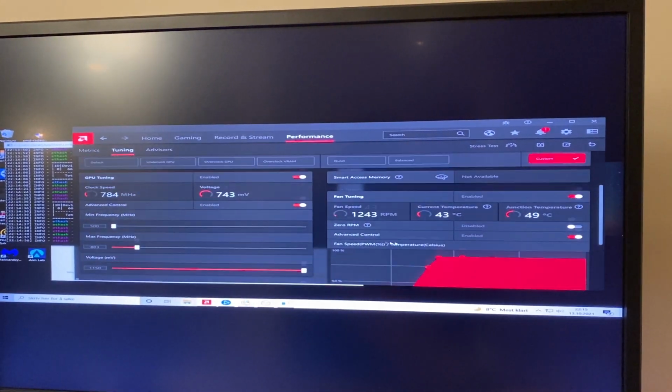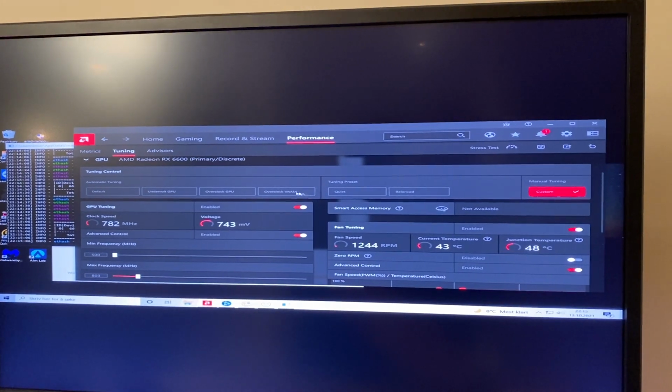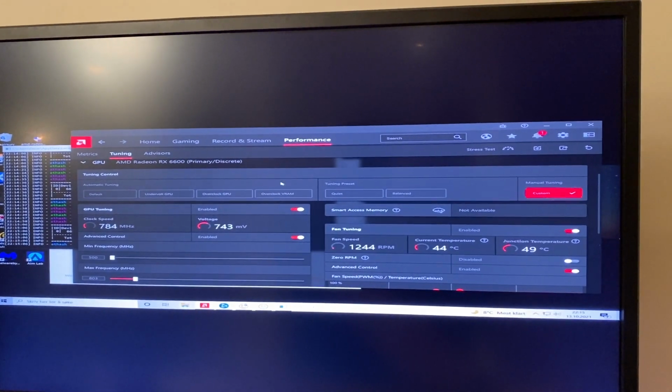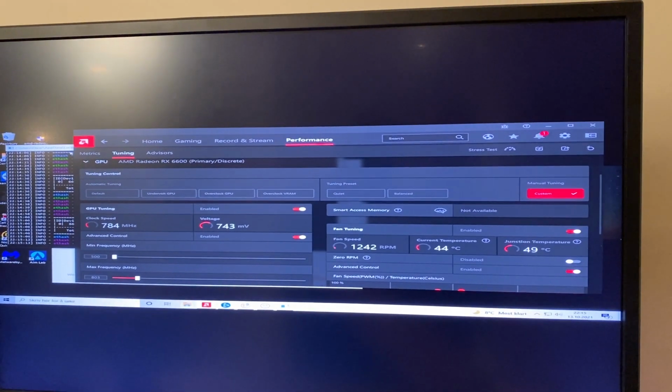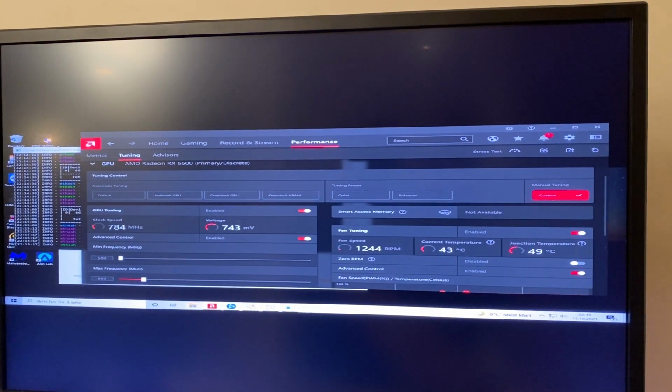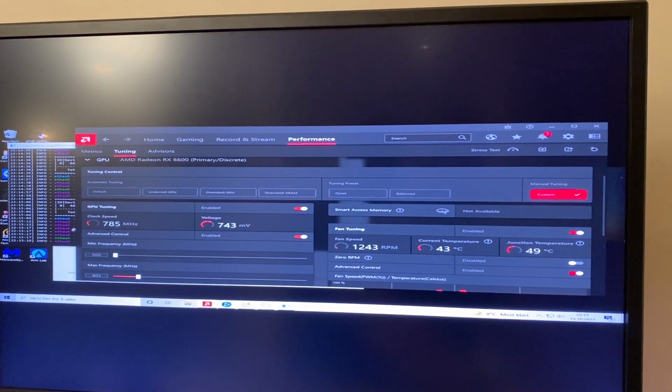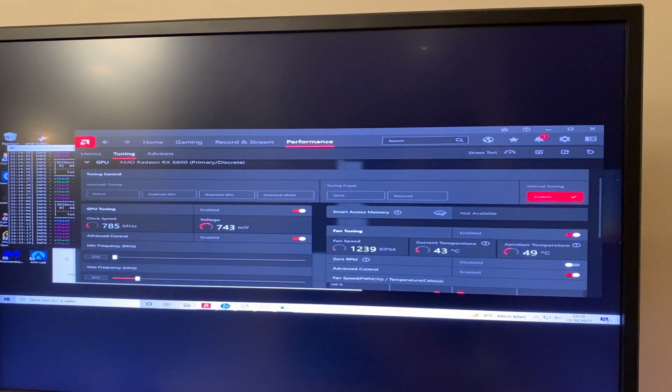But when it comes to temperatures and such, I'm really relieved. I think it will be a good mining card, this one. The only unfortunate thing is that it costs so much money though. But that is because of the current situation.